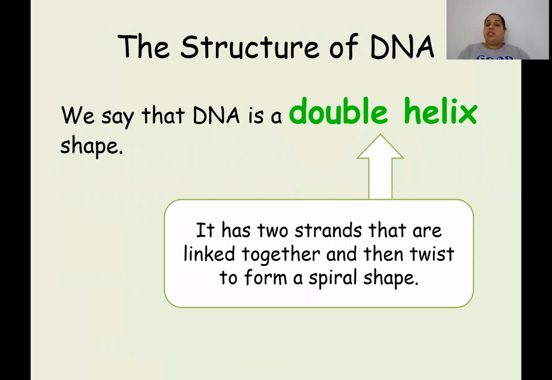I've already used the term double helix, and all that means is that it's two strands that are linked together. So you've got one strand here, one strand here. You obviously have your bases in the middle. They are connected, a bit like a ladder. So if you were able to twist the ladder, it would form a spiral shape. And that spiral shape is known as a double helix.